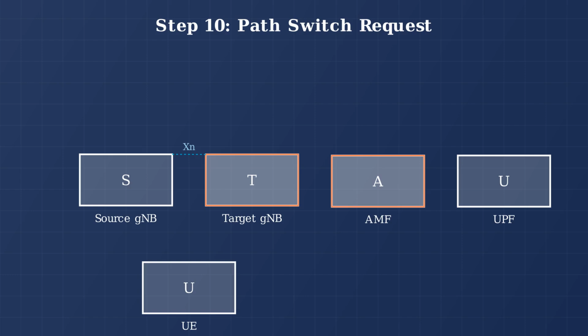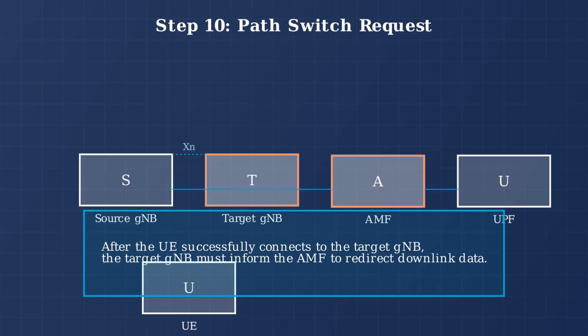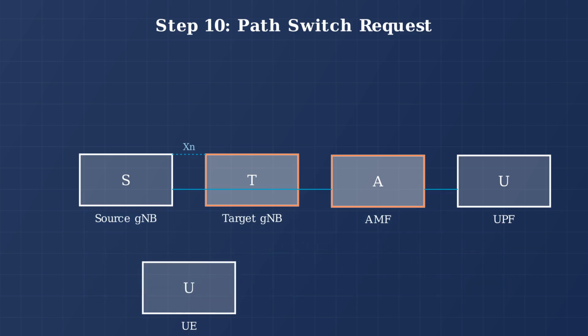Step 10 of the XN handover procedure involves the path switch request, which is sent after the UE successfully connects to the target GNB. Before the path switch, data flows from the UPF through the AMF to the source GNB. After the UE has successfully accessed the target cell and sent a handover complete message, the target GNB must request an update to the data path. The target GNB sends a path switch request message to the AMF to update the downlink data path.